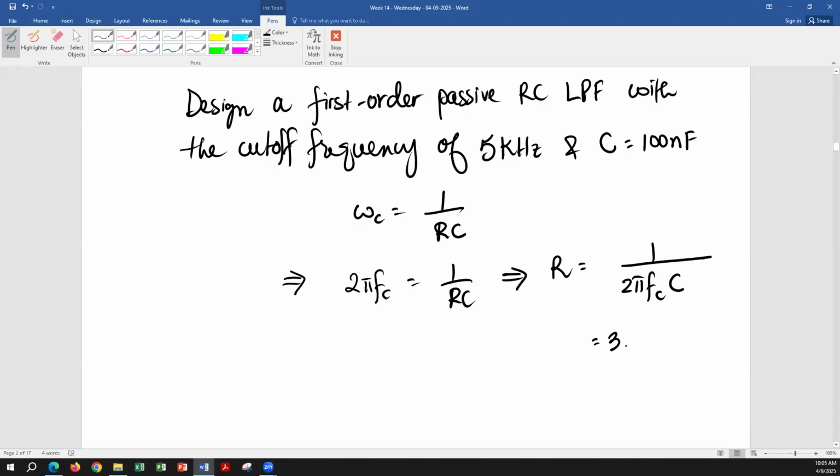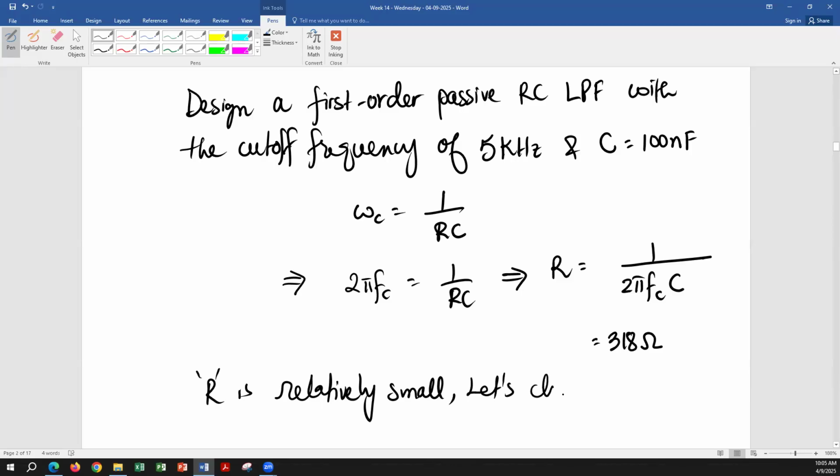So let's go ahead. 318 ohms. So R is relatively small. Let's choose C is equal to, instead of 100 nanofarad, we choose 10 nanofarad. So the resistor is going to increase by 10-fold. So it's going to become 3.18 kilo ohms.